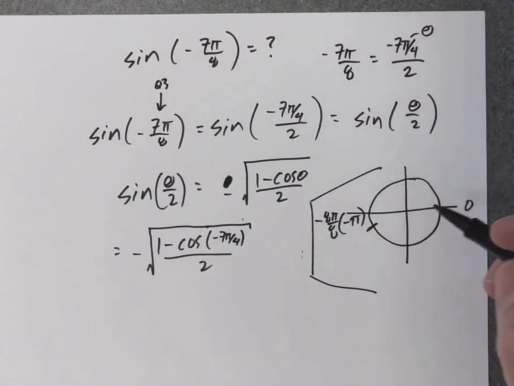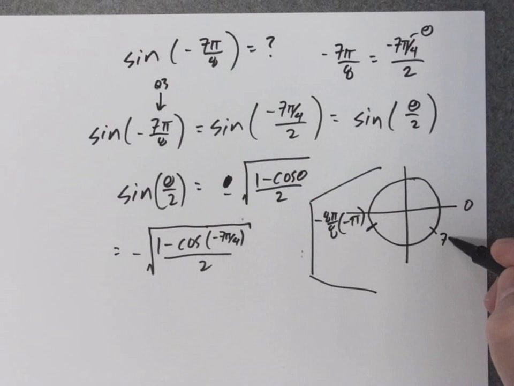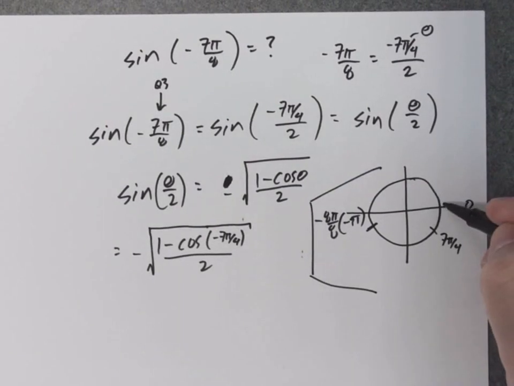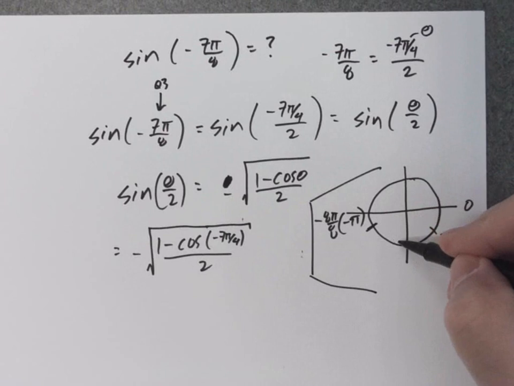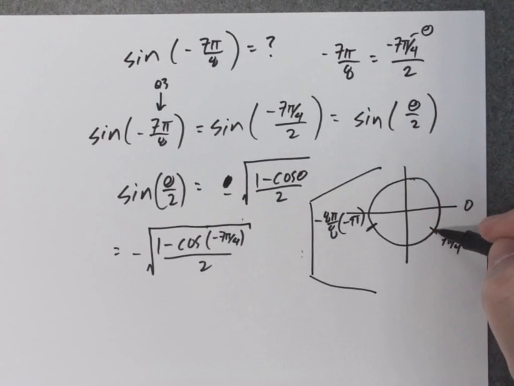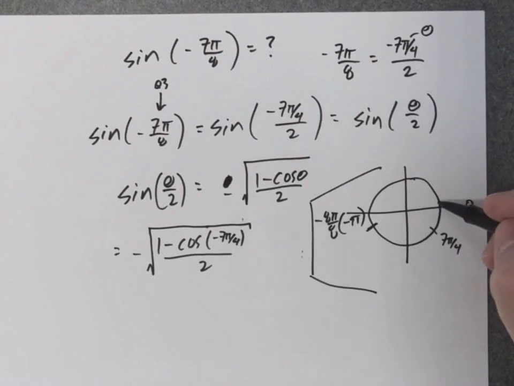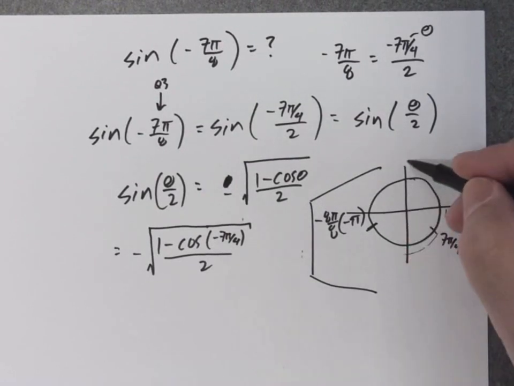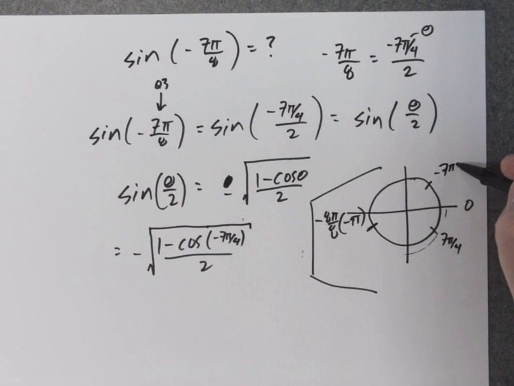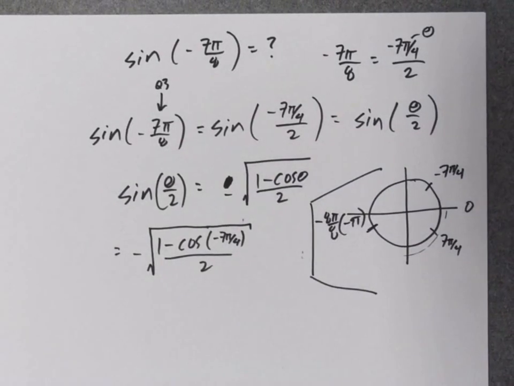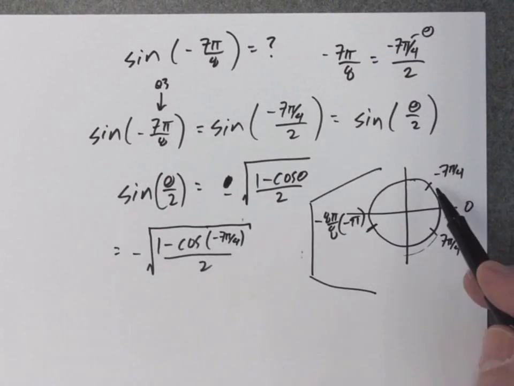In other words, where is 7 pi over 4? If you look at your unit circle, 7 pi over 4 is down here. So here's 7 pi over 4. So I had to go 3/4 of the way and then another half, almost all the way around the unit circle to get 7 pi over 4. So if I want to go to negative 7 pi over 4, I have to go the same distance except in the opposite direction. So I would go like this and end up here. So negative 7 pi over 4 is up here.